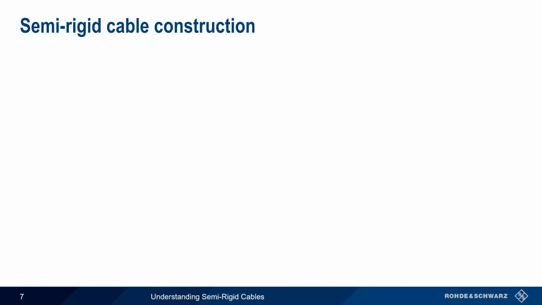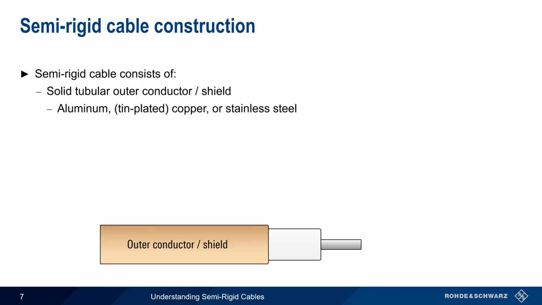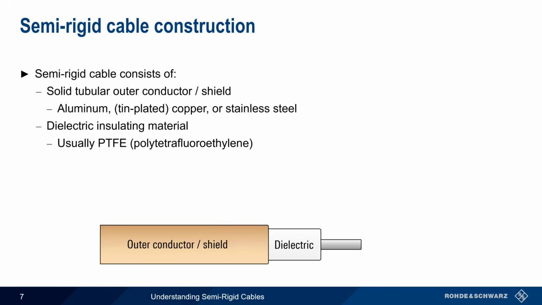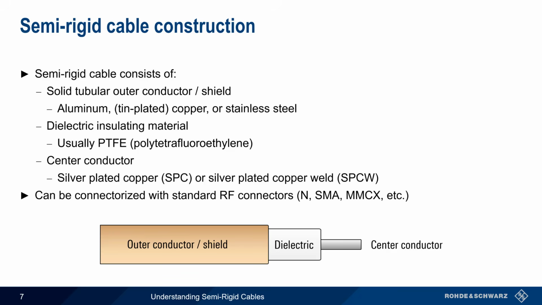Next, let's take a closer look at the construction of a semi-rigid cable. As we've mentioned, the outer conductor or shield is a solid tube, usually made of aluminum, tin-plated copper, or stainless steel. Within this is the dielectric insulating material, which is almost always some type of PTFE, or polytetrafluoroethylene. And the center conductor is normally either silver-plated copper or silver-plated copper weld. Recall that in most cases, cables are made into assemblies by connectorizing them with standard RF connectors, such as N, SMA, MMCX, etc.